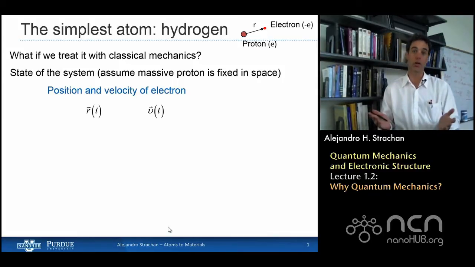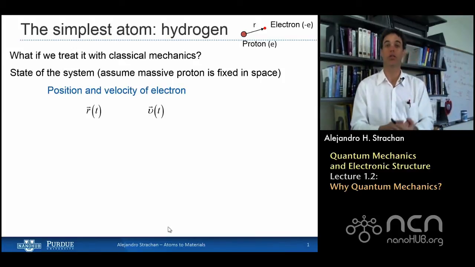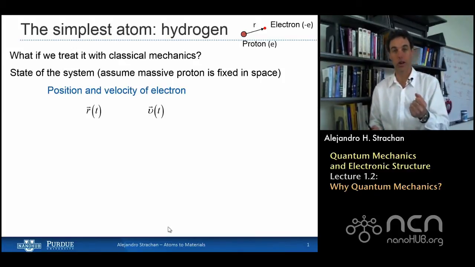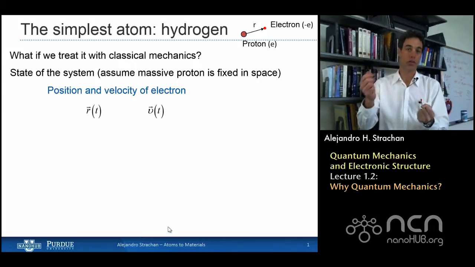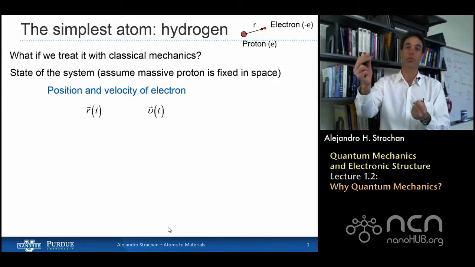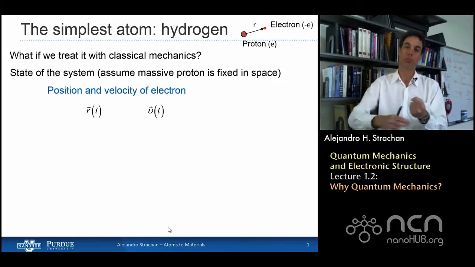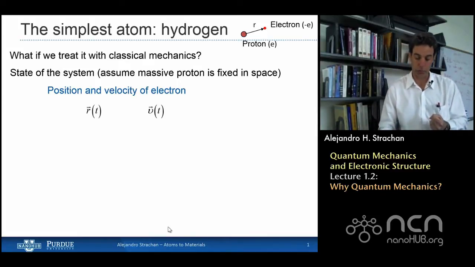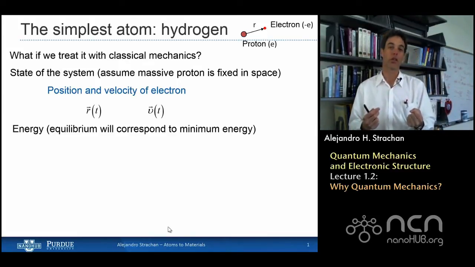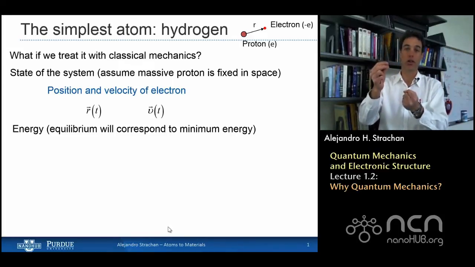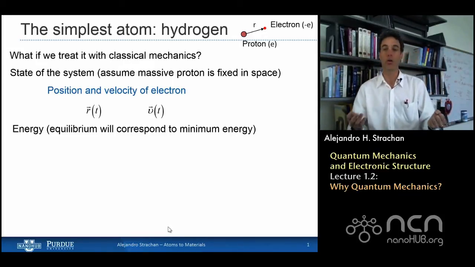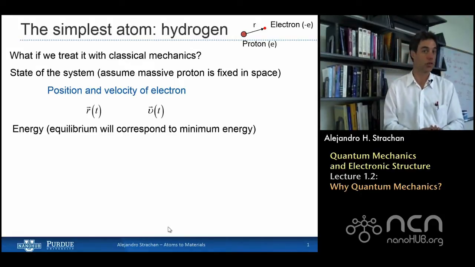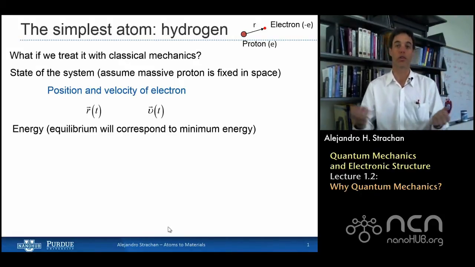And what we're going to do is try to describe the hydrogen atom using classical mechanics, okay? So in classical mechanics, the state of a system is given at a given time by its position and its velocity, okay? So if I know the position and the velocity of the electron, then I know everything about my system. Remember, we said that the proton is standing still. So what I'm going to do is write an expression for the total energy of this system. And as you all know, the equilibrium configuration of the atom would be the configuration with the lowest energy, okay?